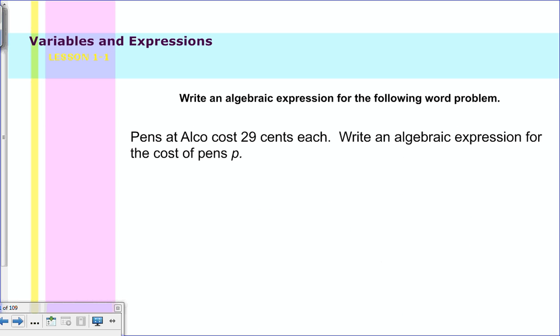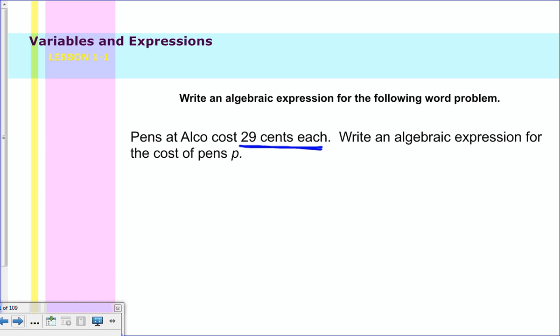Now, we have a word problem, and we're going to talk about ALCO. And we need to write an algebraic expression for this word problem. Pens at ALCO cost 29 cents each. Write an algebraic expression for the cost of pens P. So if we just basically list the information we have, or even underline it, we know ALCO has pens, and they cost 29 cents each. For every pen, you're going to pay 29 cents. But again, we don't know how many pens you bought.